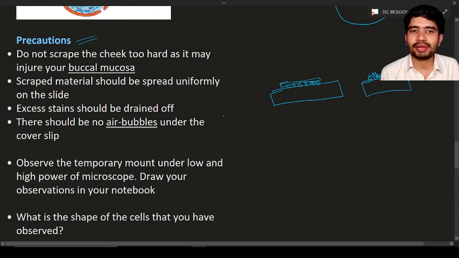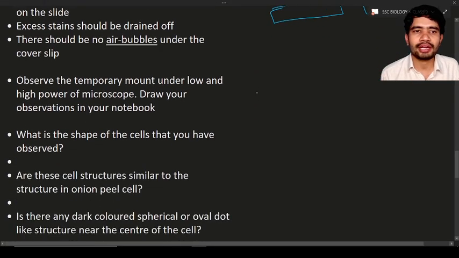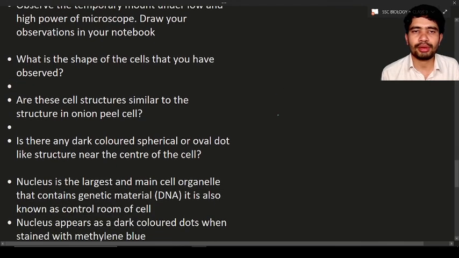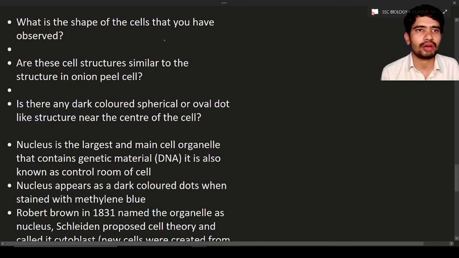Observe the temporary mount under the low and high power microscope. Low power means the objective lenses and ocular lenses should be low power. First you have to observe under low power. After observing under low power, go for high power for clear observation. Along with the observation, draw the diagram in your notebook. This is another task. Based on your observation, we have to answer some questions.